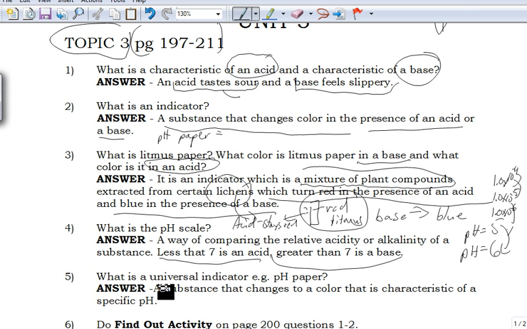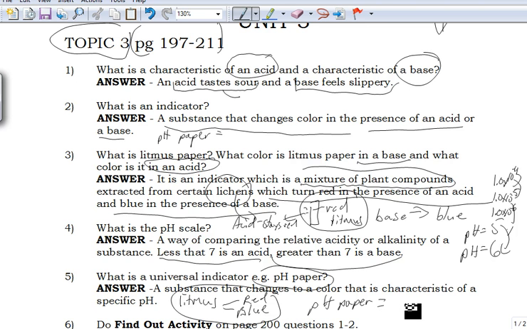Next, what is a universal indicator? An example, pH paper. It's a substance that changes color that's characteristic of a specific pH. So litmus paper isn't as useful because it only turns red or blue. That's a bit of a problem with litmus paper. However, pH paper is more useful because it will change all sorts of different colors depending on what you have.